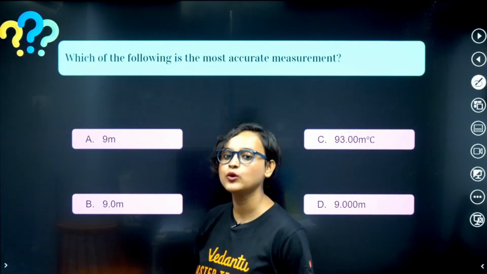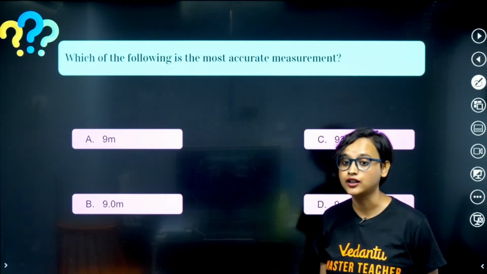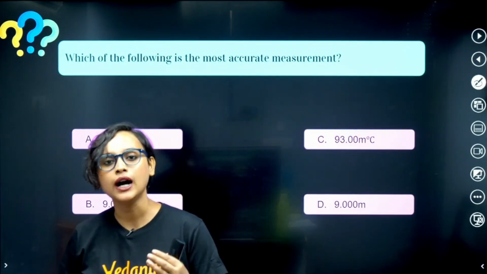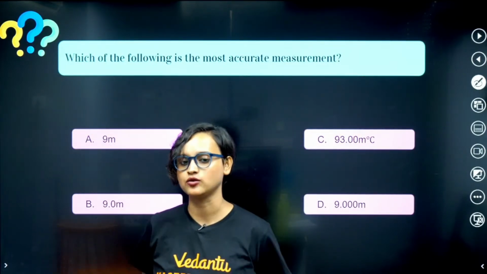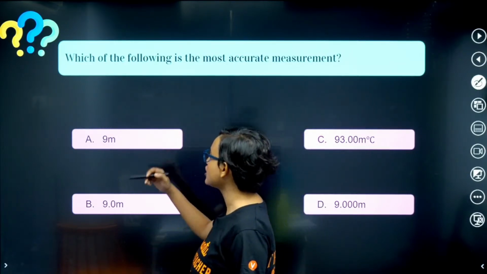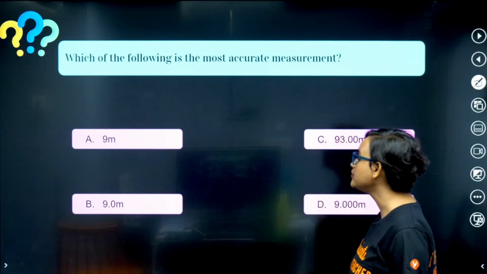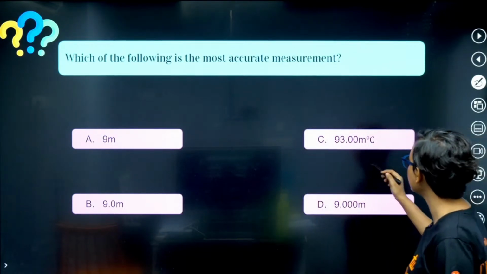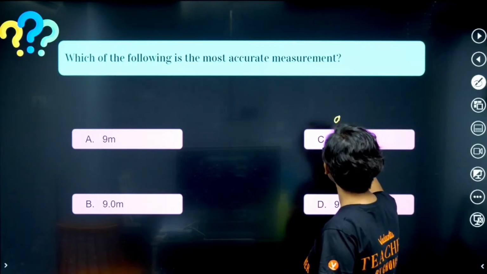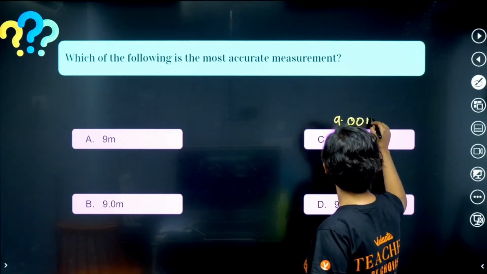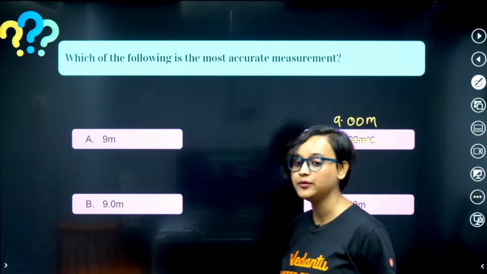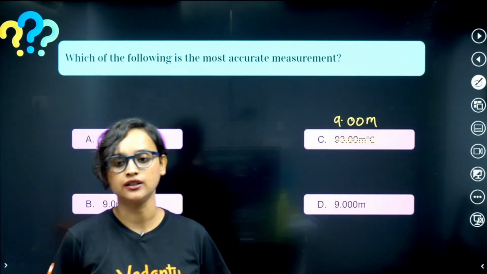Now tell me something, which of the following is the most accurate measurement? Here is something that I haven't spoken to you about, but let's see if you can find it out. Is it option A, 9 meter? Option B, 9.0 meter? Option C, 9.00 meter, sorry, there was an error. And option D, 9.000 meter.